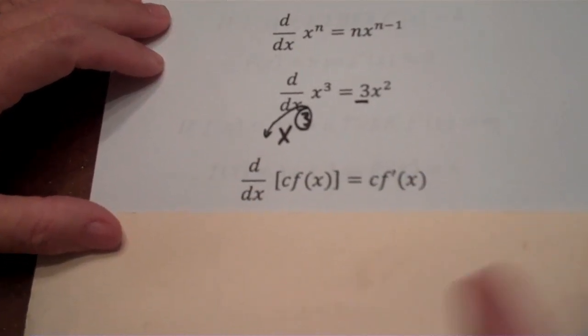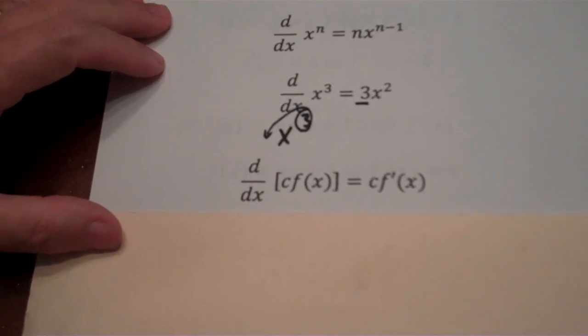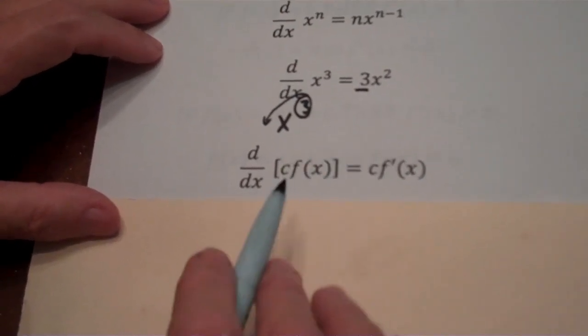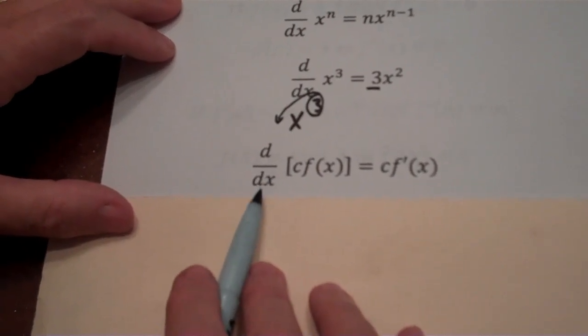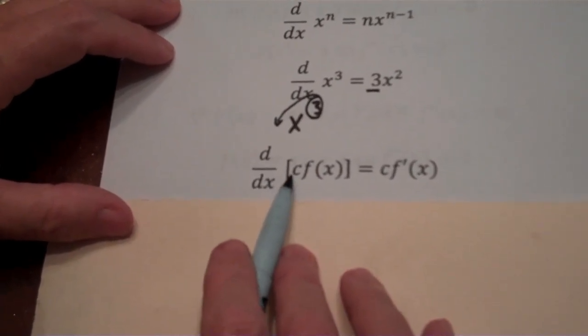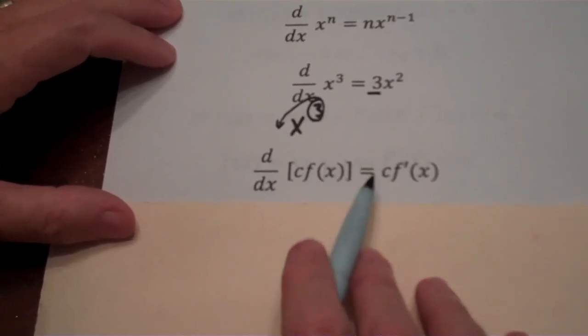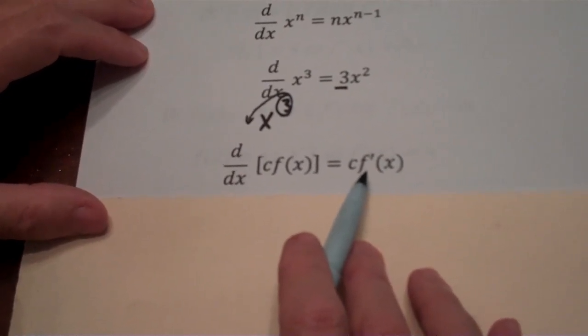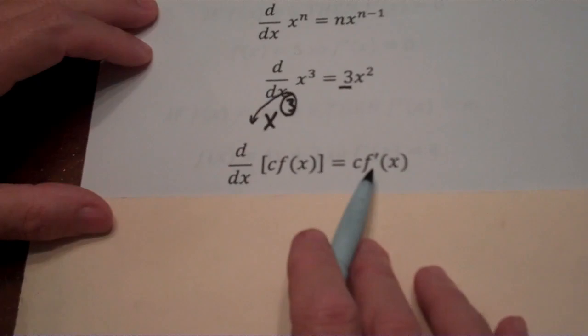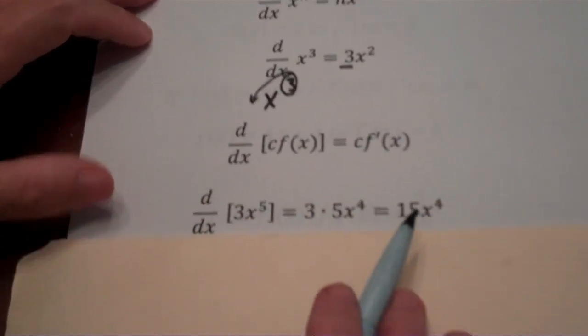Here's the next rule. Now, the book tries to make this so complicated, and it's really not, but basically, if you have the derivative of a constant times a function, that's equal to the constant times the derivative of the function. That sounds so complicated, but here's what's really happening.